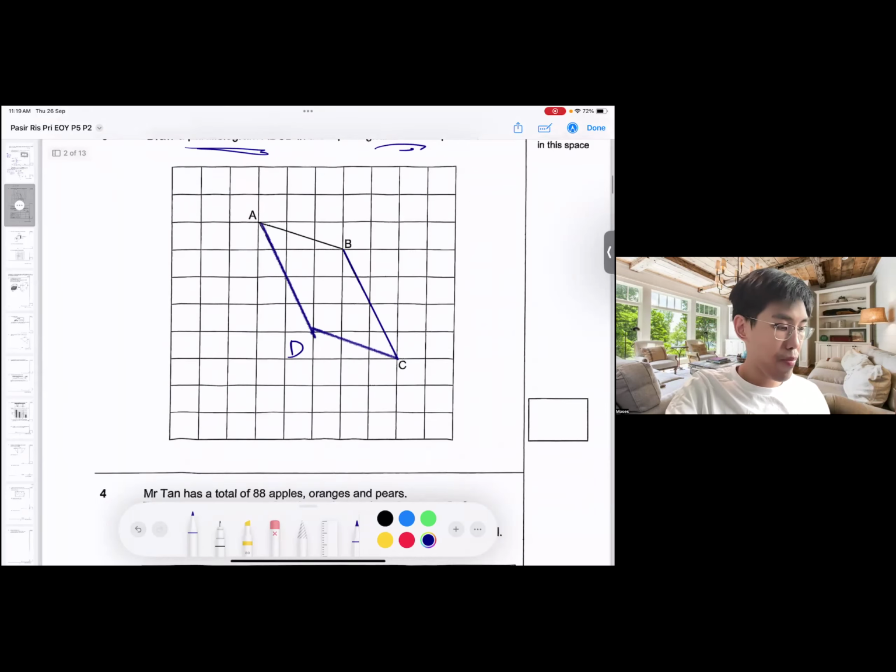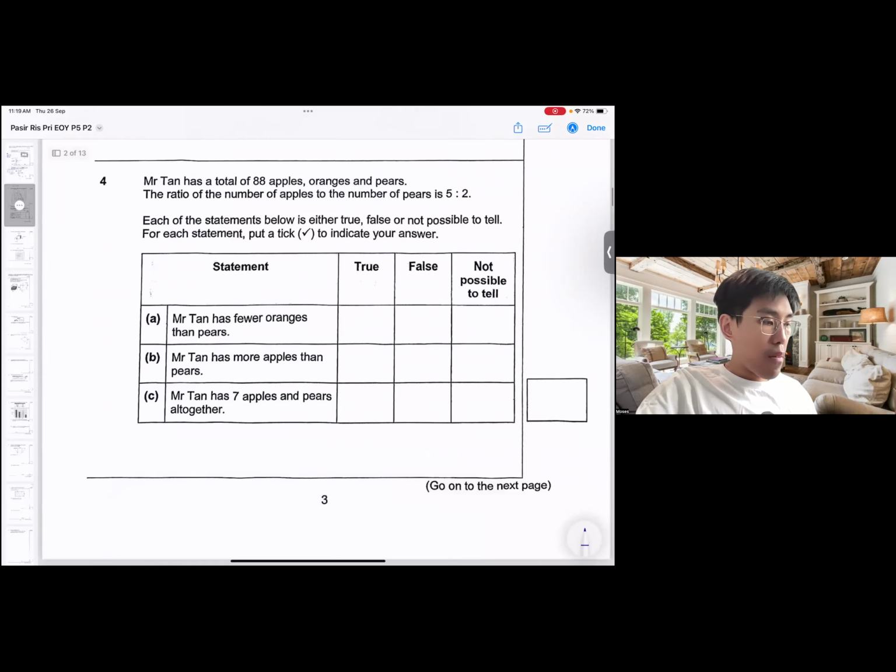Okay, next. Mr. Tan has a total of 88 apples, oranges, and pears. The number of apples to the number of pears is 5 to 2. Mr. Tan has fewer oranges than pears. Not possible to tell, because they never tell us anything about oranges.